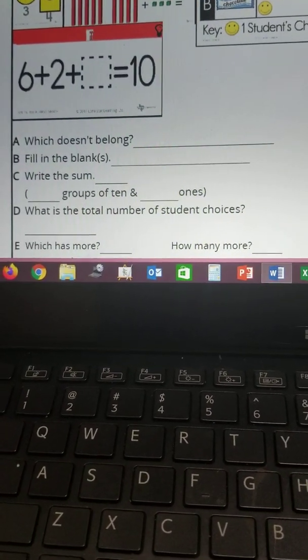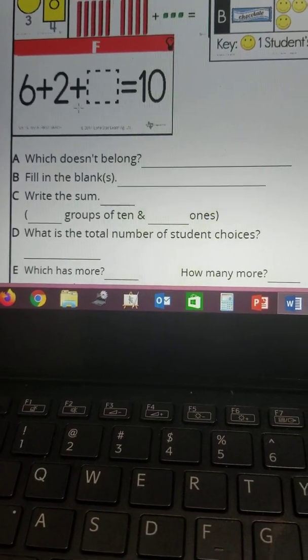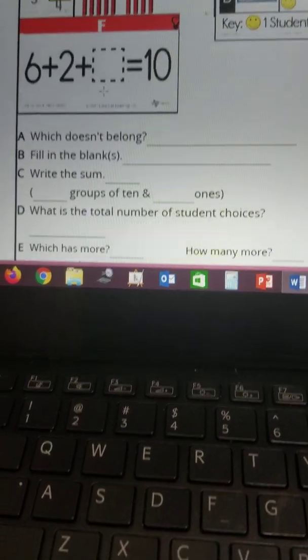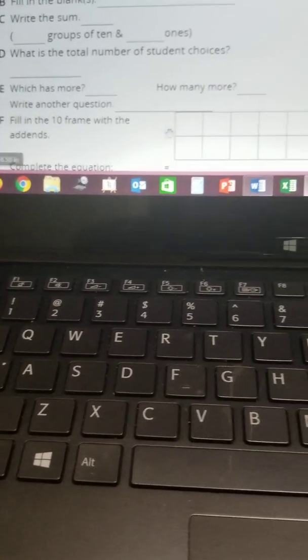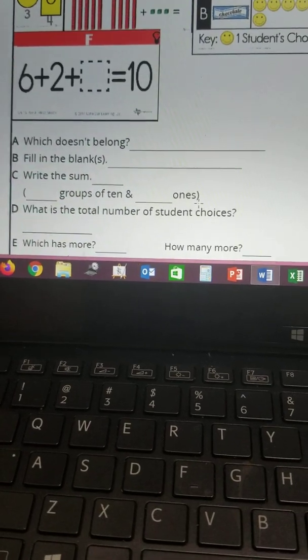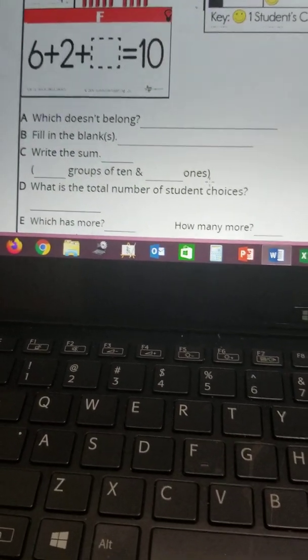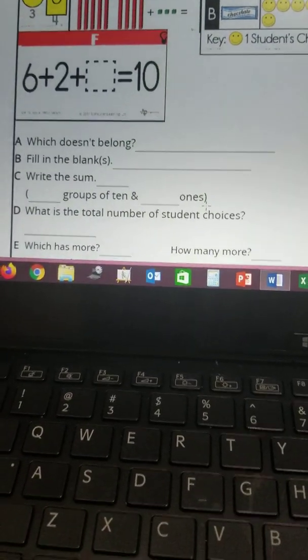So we move on to F. You have an addition problem with 3 add-ins, but one of our add-ins is missing. So it's asking you, fill in the 10 frame with the add-ins. Now I've seen a couple of you doing this one incorrectly. So I'm going to go ahead and do a sample.